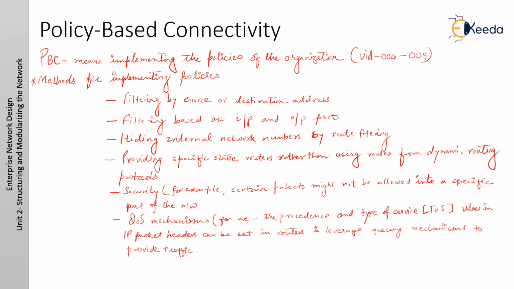The fifth one is security. For example, certain packets might not be allowed into a specific part of the network. And finally, quality of service mechanisms. For example, the precedence and type of service values in the IP packet headers can be set in routers to leverage queuing mechanisms to prioritize the traffic. So these are the policy-based connectivity methods of the organization.